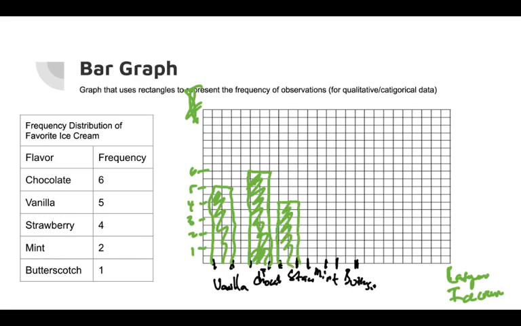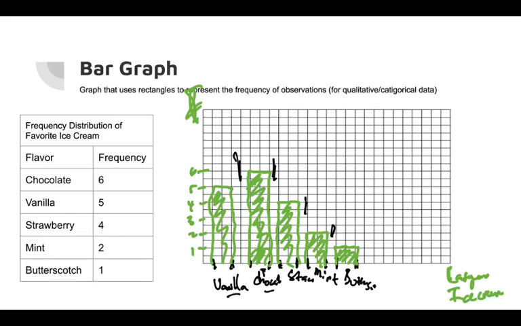And then there's a gap. Mint has a bar that goes up to 2. And then there's a gap. And butterscotch has a bar that goes up to 1. Right? But what you need to notice here is that there are these gaps, right? Gap, gap, gap. This is not continuous data, right? These bars, they're not going to touch, right? That's why this is a bar graph and not a histogram.